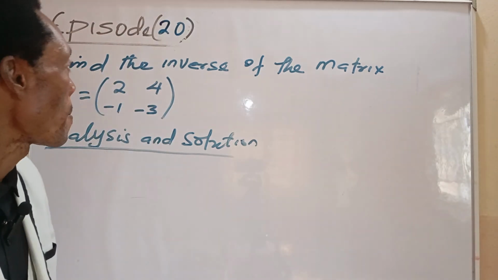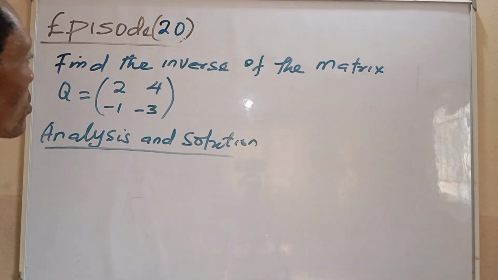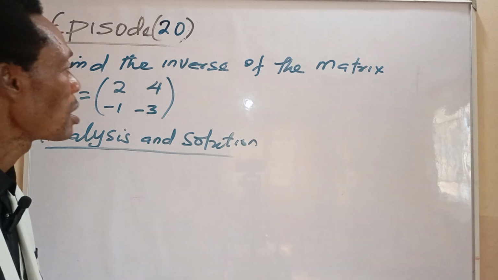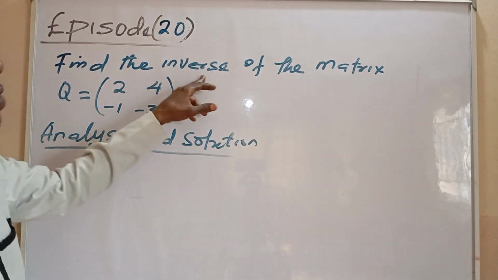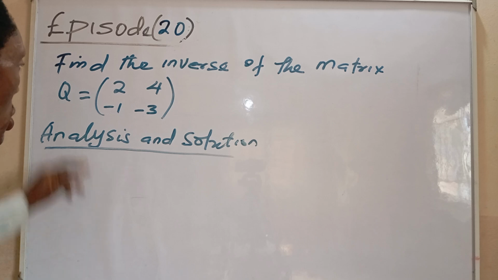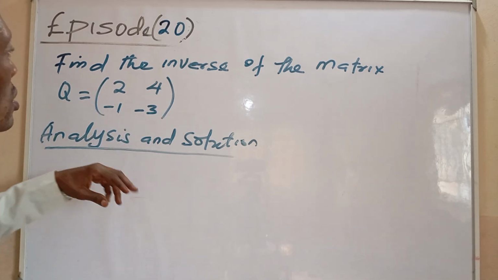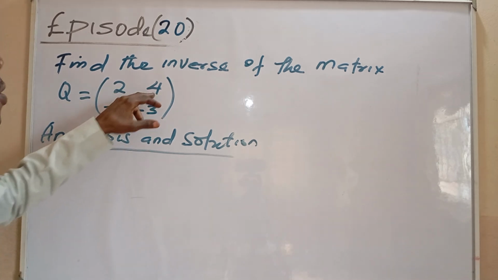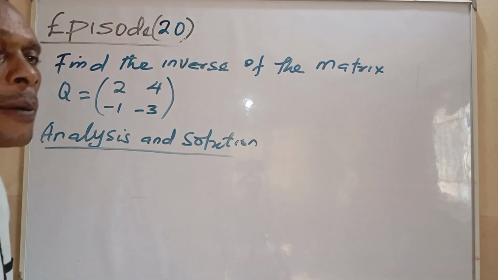So let's consider episode 20. Question episode 20 says: find the inverse of the matrix Q equals open bracket 2, 4, minus 1, minus 3, close bracket.